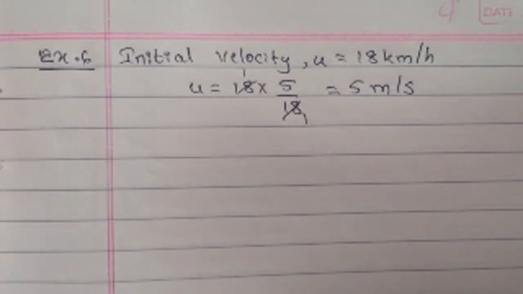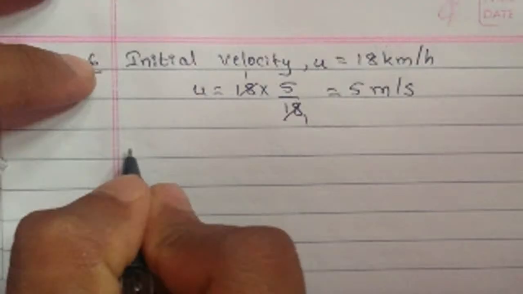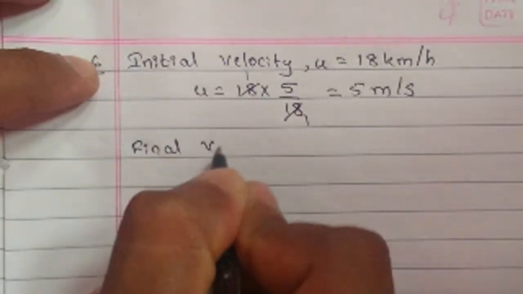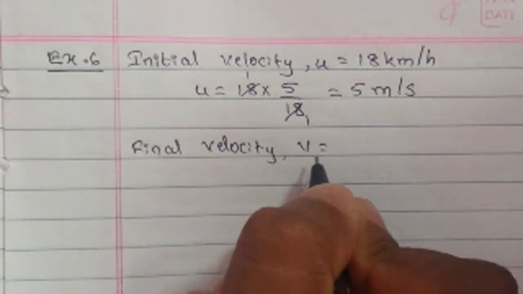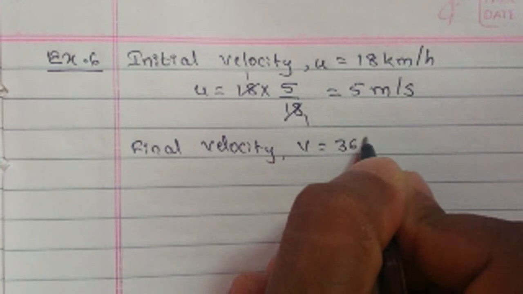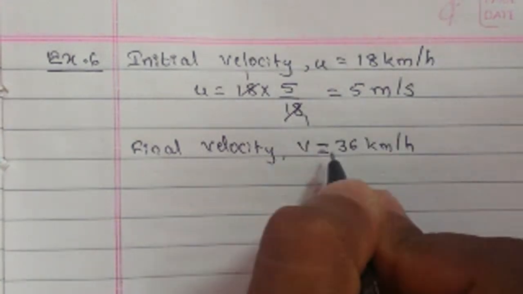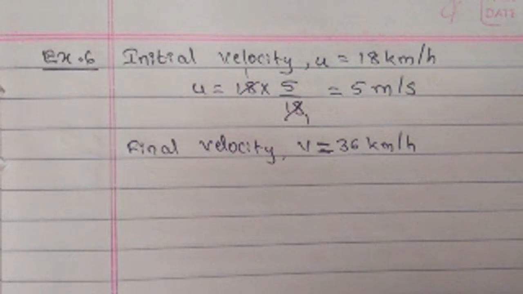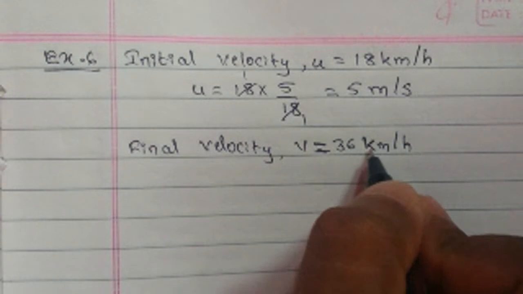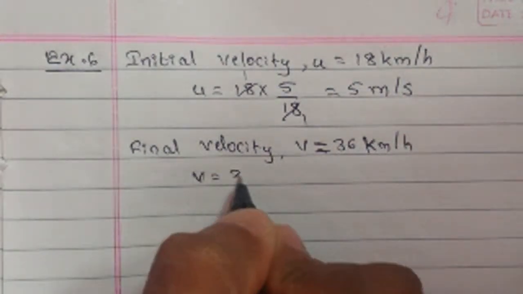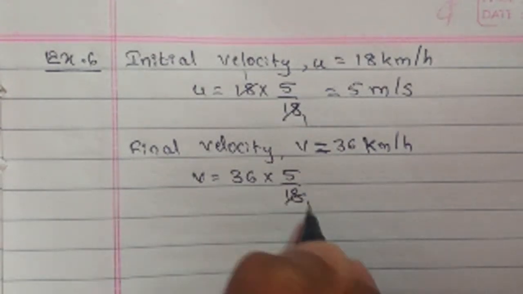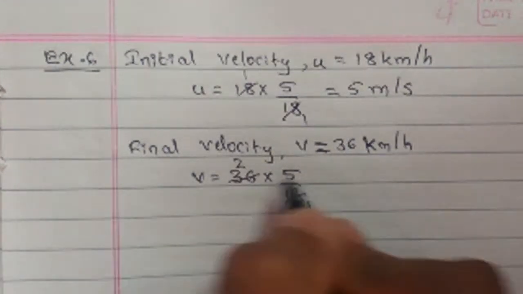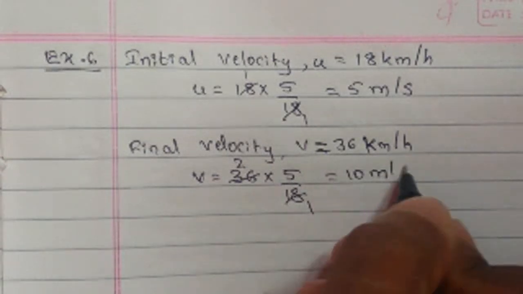The next one, final velocity. The final velocity v is given as 36 kilometer per hour. Again we have to convert that into meter per second. Therefore the v value becomes 36 into 5 divided by 18. 18 ones are 18, 18 twos are 36, 5 twos are 10 meter per second.